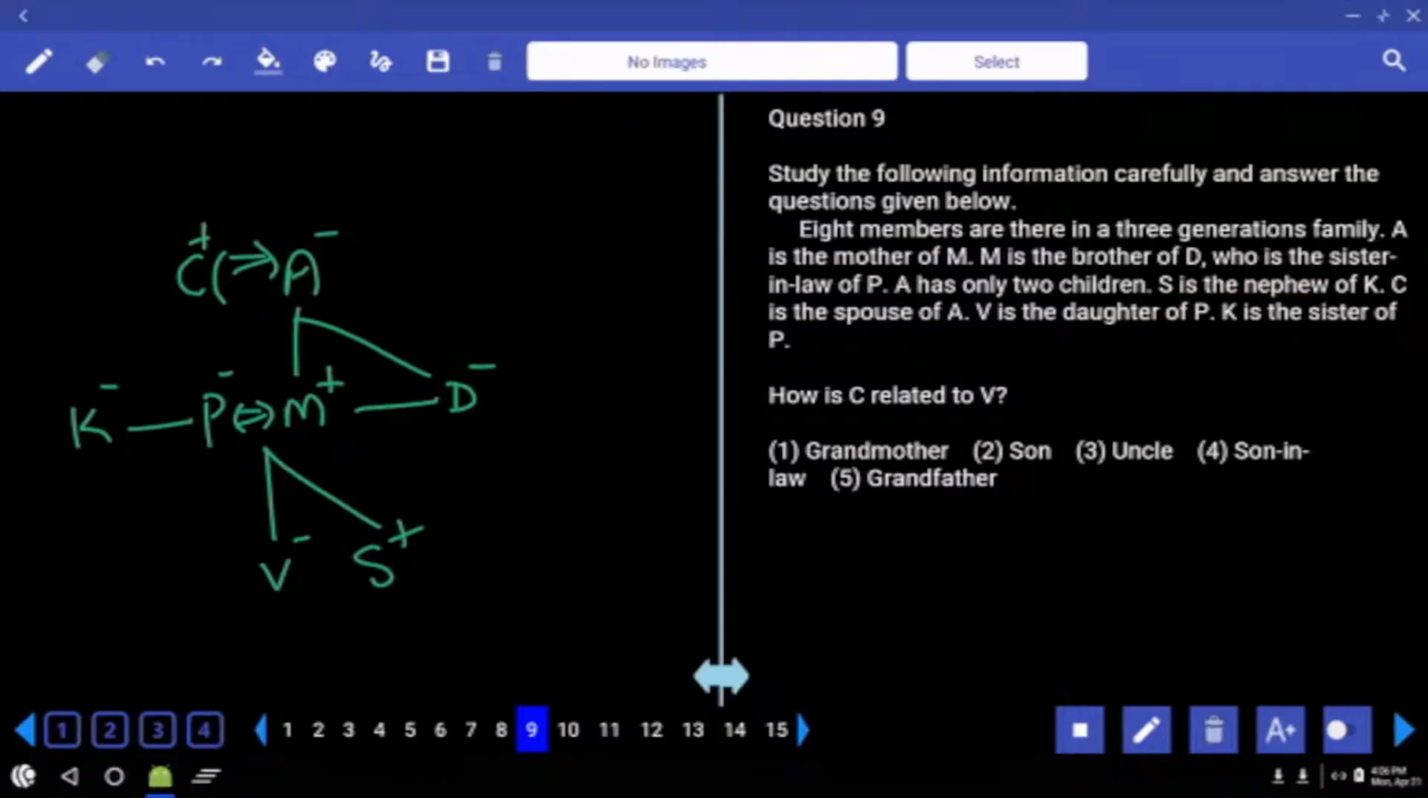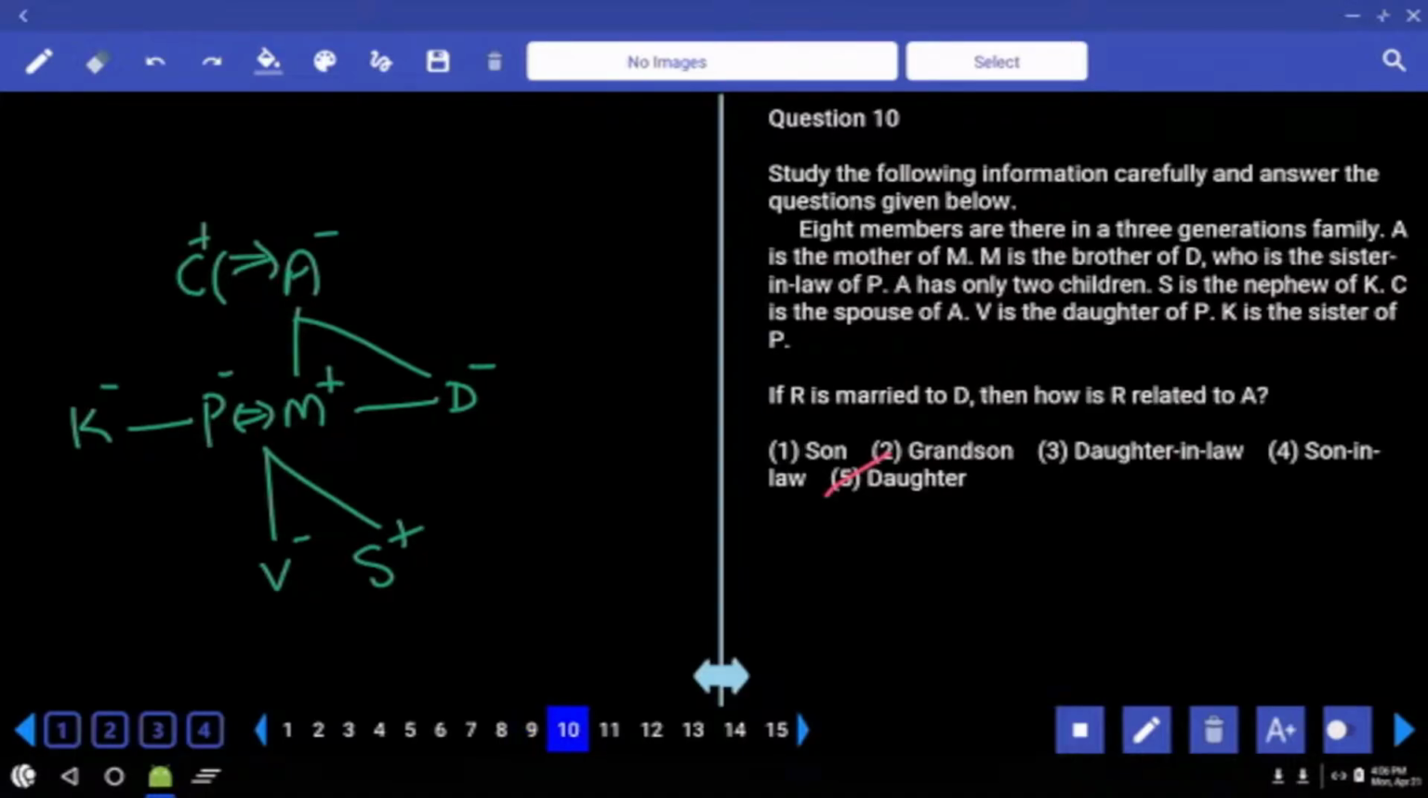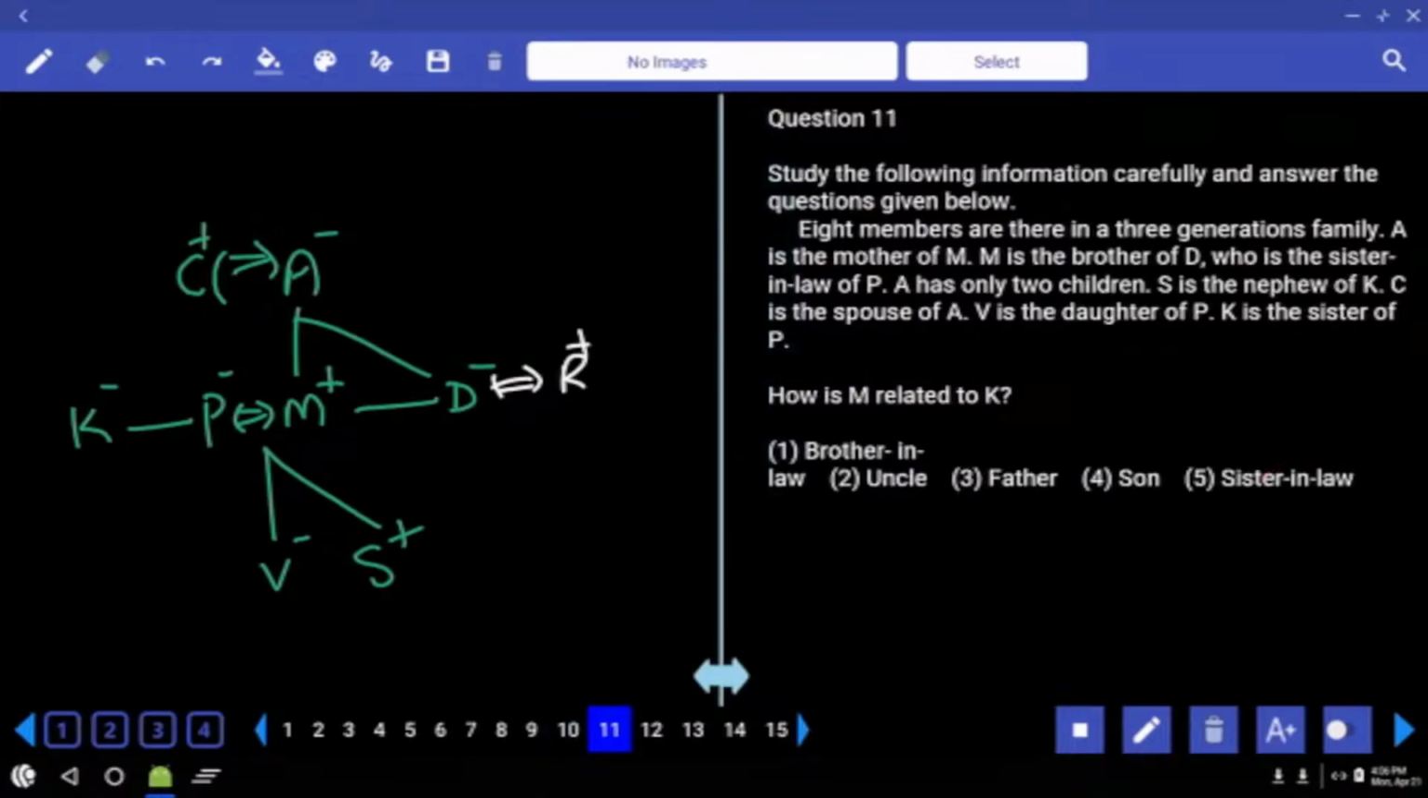Then how is he related to V? V's father's father, grandfather, that is choice 5. And if R is married to D, R and D are married to each other. Now D is a female, R is a male. How is R related to A? A's daughter's husband. Daughter's husband, son-in-law, choice 4. Then how is M related to K? K's sister's husband. Sister's husband, brother-in-law, choice 1, question number 11.